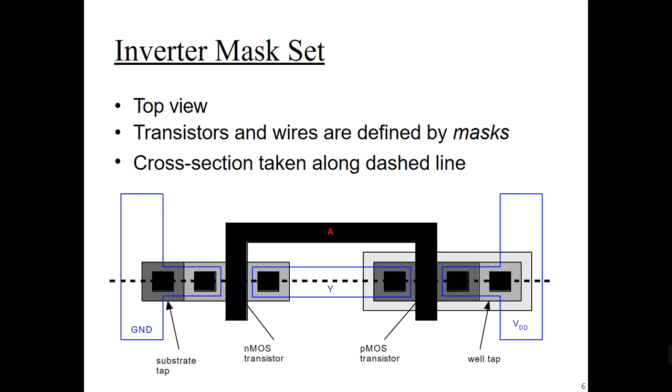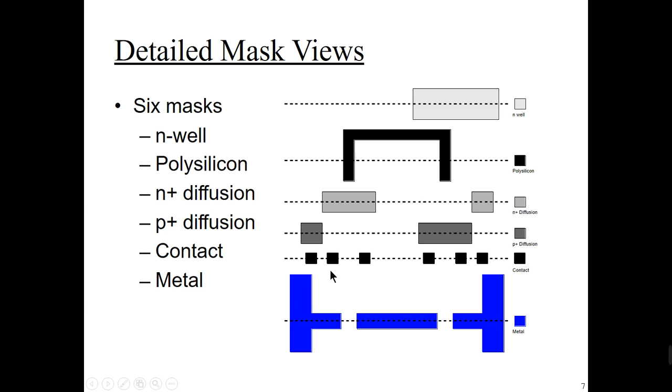So this is the inverter masking set. This is the top view, where transistors and wires are defined by masks, and the cross section is taken along the dashed line. See, this is the dashed line here, and it shows the masking. In the detailed mask views, what are the different types of masks we are using in the fabrication process? We can list them all out. In total we have 6 masks: N-well, polysilicon, N-diffusion, P-diffusion, contact, and metal.